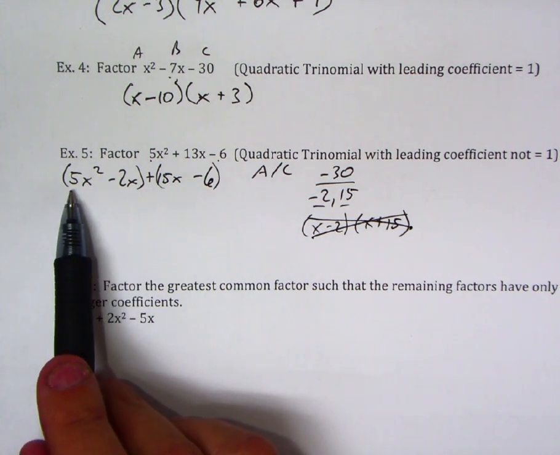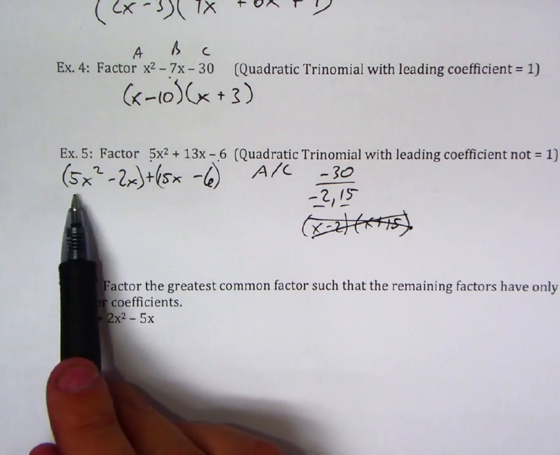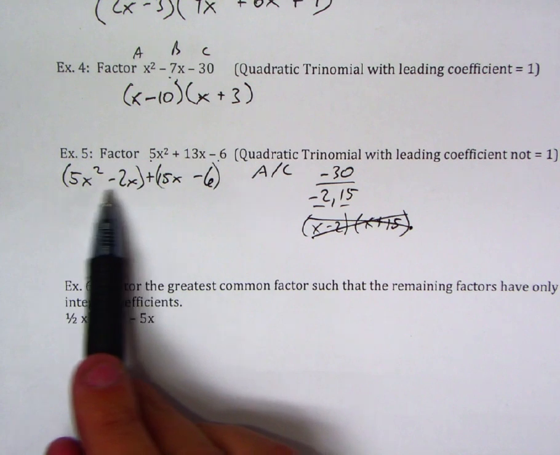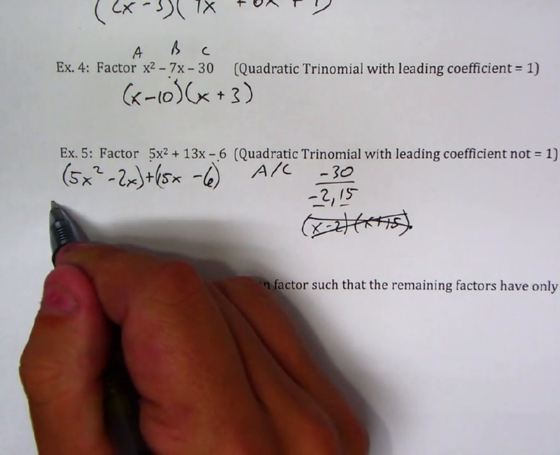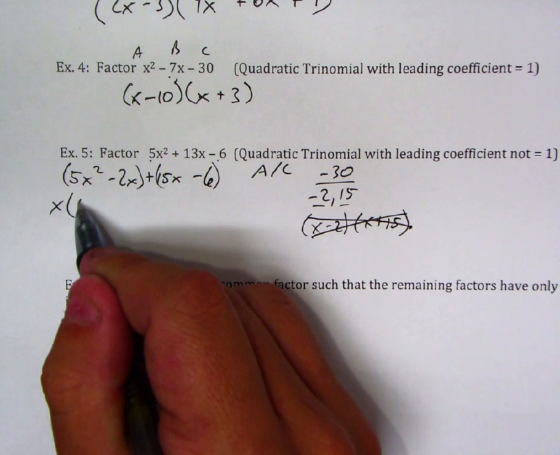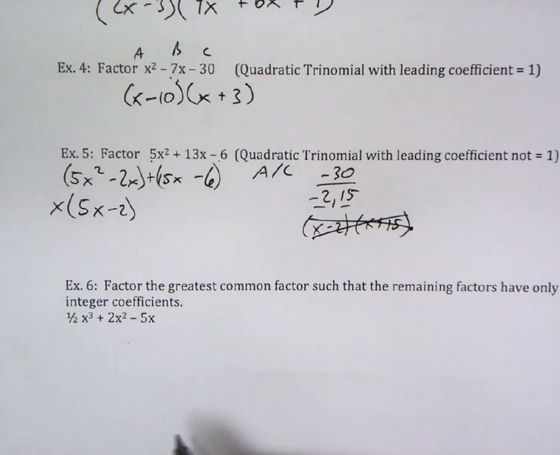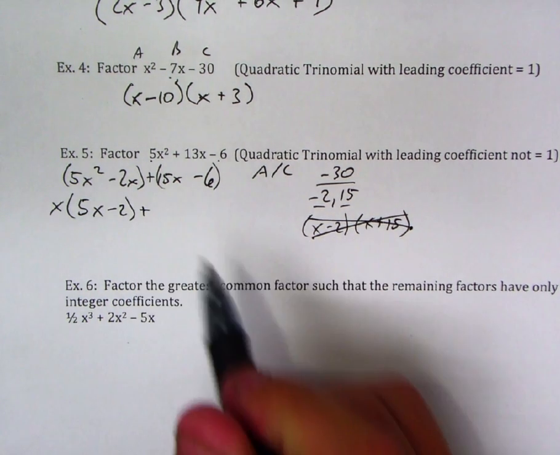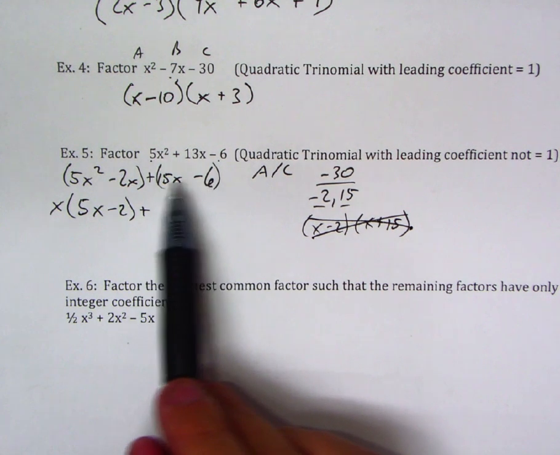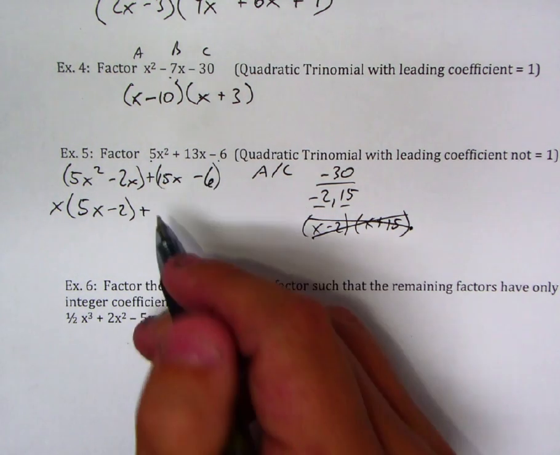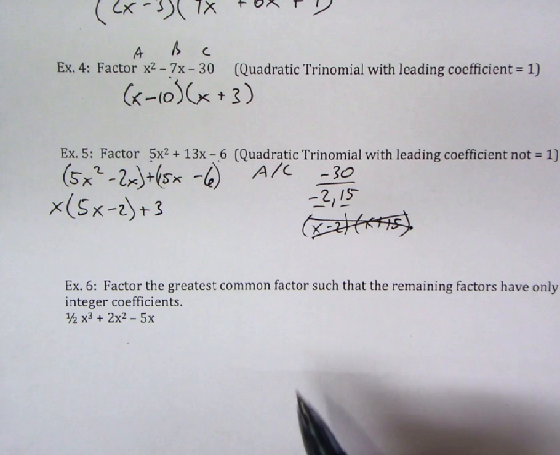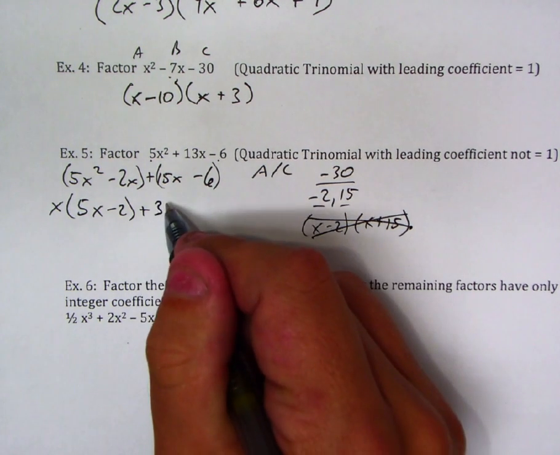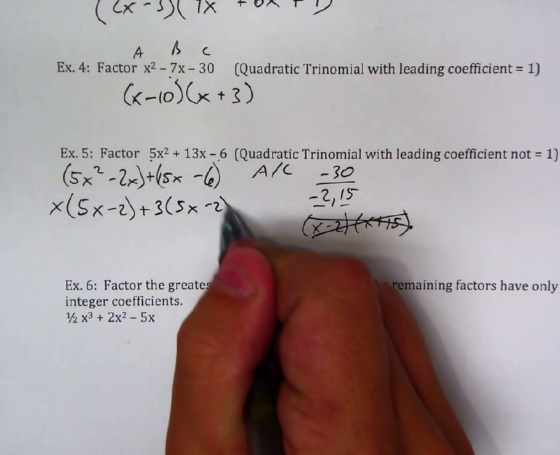Now you're going to look for the GCF of each group individually. So I look for what I can pull out of here. I can only pull out an x, and I'm left with 5x minus 2. Then I look for the GCF of the second group. Well, I can pull out a 3. And if I pull a 3 out of the second group, I again have 5x minus 2.